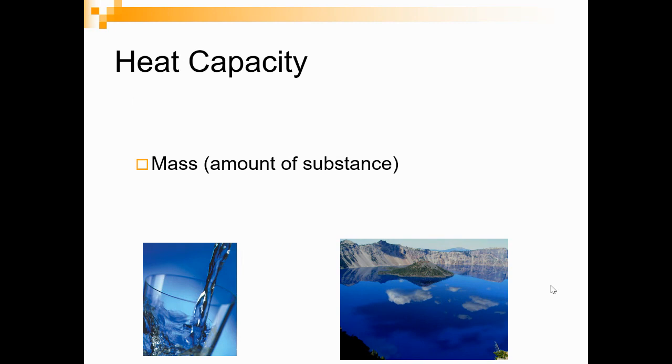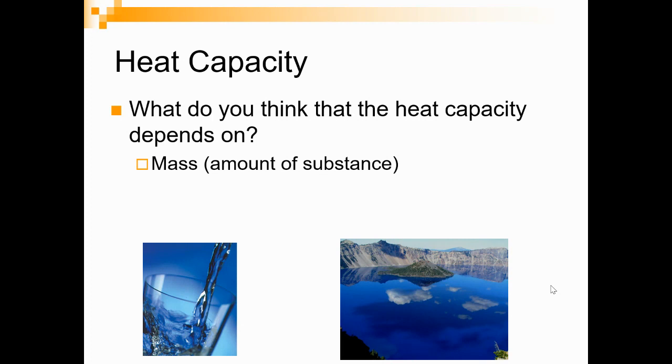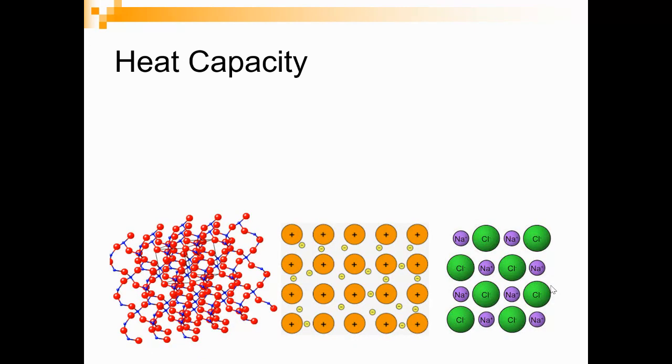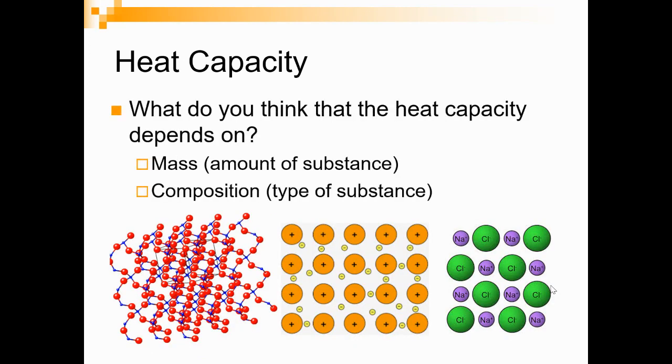So what affects heat capacity? Well, the first thing that affects heat capacity is what we just talked about, the mass of the substance. The mass of the substance is going to affect how much heat capacity the substance has. So that's the first thing. What else? From yesterday's lab, what else affects the heat capacity? Well, hopefully you said the composition, the type of substance that you have.